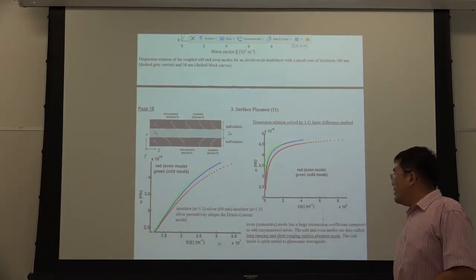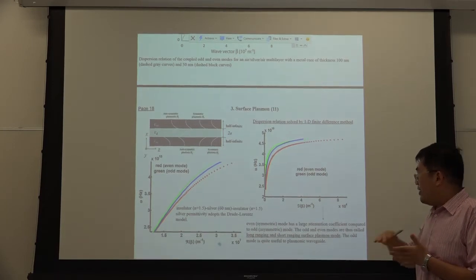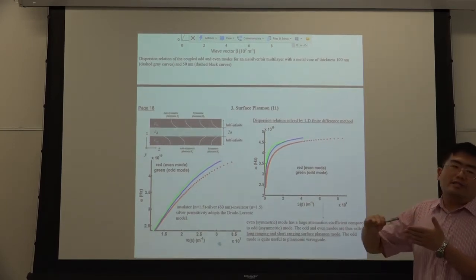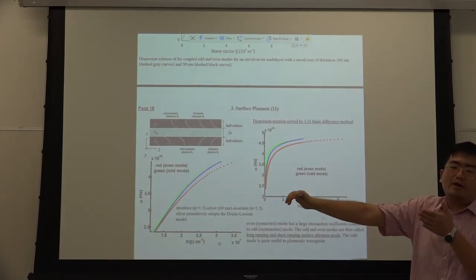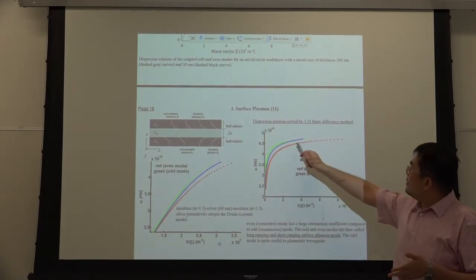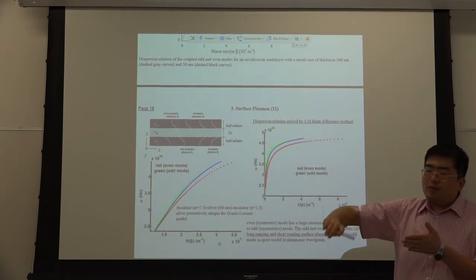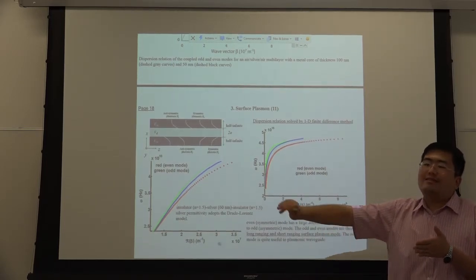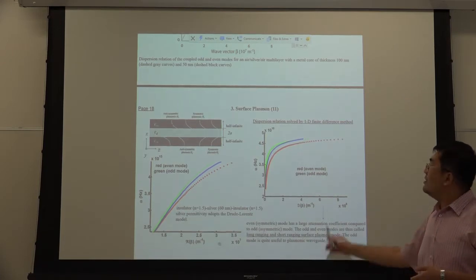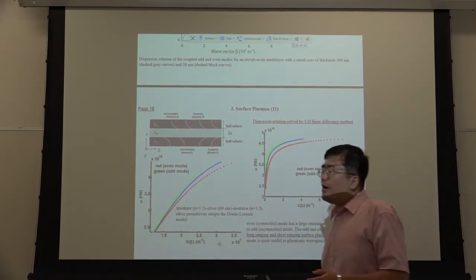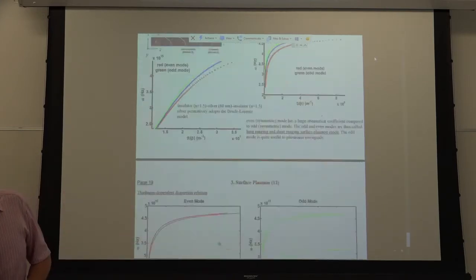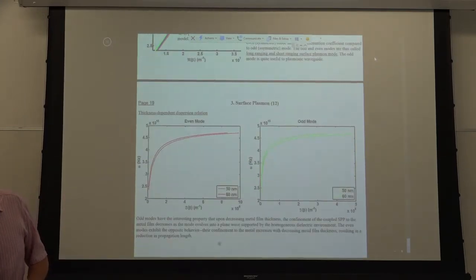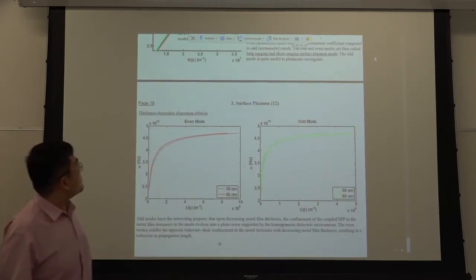The odd mode decays slower, okay? So we call this odd mode the long-range surface plasmon mode, because they can propagate long range. And then the red one, we call the short-range surface plasmon mode because it decays faster. Okay, this is a picture. Use a 1D FD can solve this. And I use my finite difference code again, to solve this.